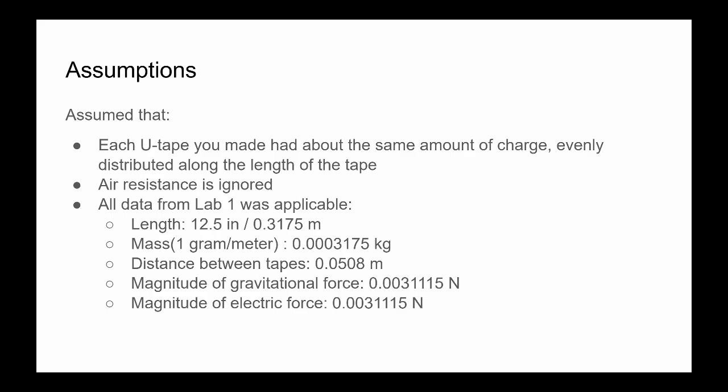The assumptions made for this lab are that each tape had about the same amount of charge, evenly distributed along the length of the line rather than at a point, that air resistance is ignored, and that the data from Lab 1 is applicable. So for the length, mass, distance, and gravitational force, we're going to use the same data.